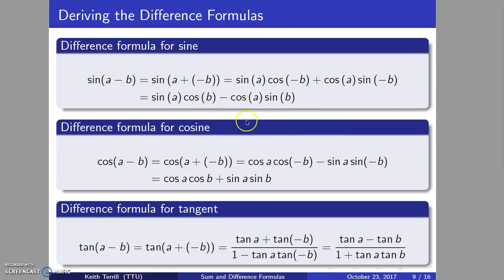And we do very similar things for all of our other identities. Cosine of A minus B becomes cosine A cosine B plus sine A sine B. And tangent of A minus B becomes tangent of A minus tangent of B all over 1 plus tangent A tangent B. So we flip the signs of each of our identities. That's kind of handy. And I think that's all we're going to need, right? Because we don't have anything special for secant or cosecant or cotangent, and I'll get to why here in a second.